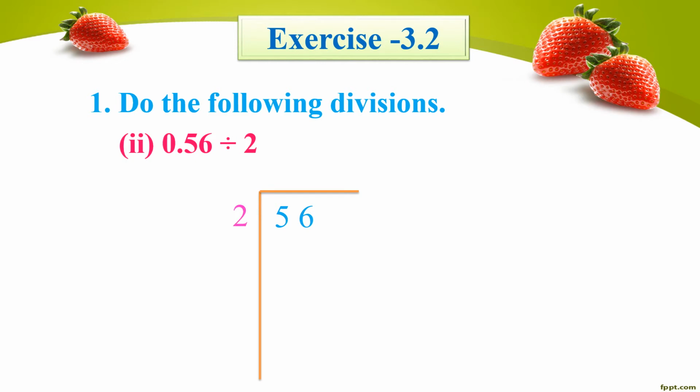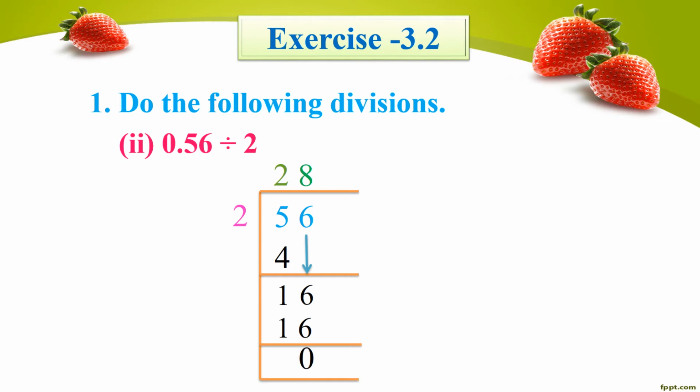Now we have to follow the rules to divide the numbers. We know very well that 2 2s are 4. On subtracting 5 and 4, we get 1 as remainder. Bring down 6. Now it is 16. And 2 8s are 16. On subtracting 16 and 16, we get 0 as the result.